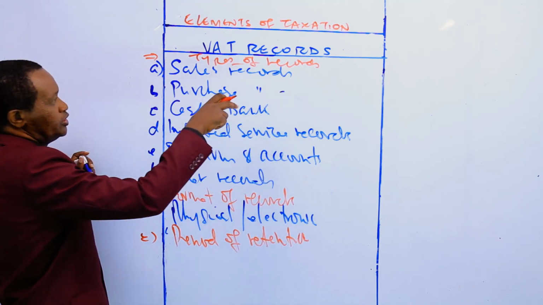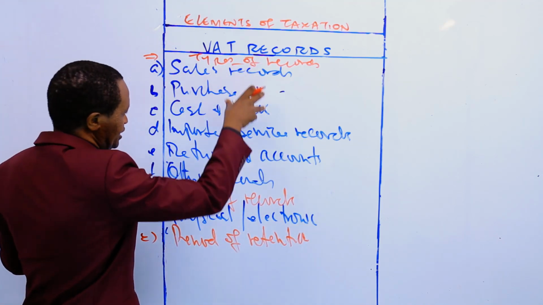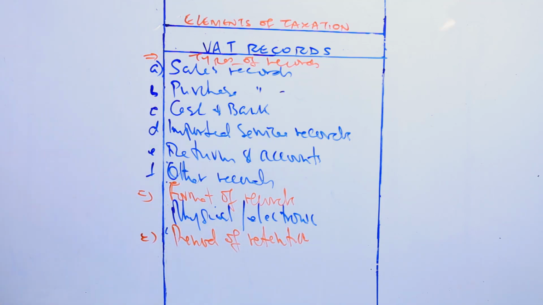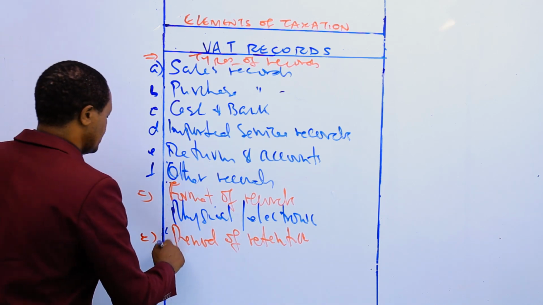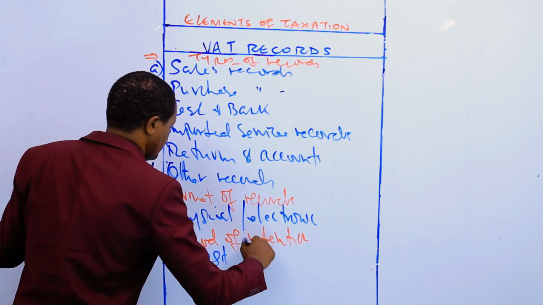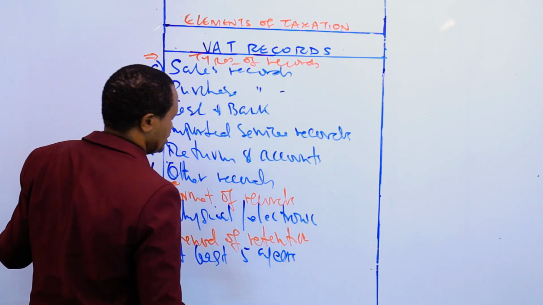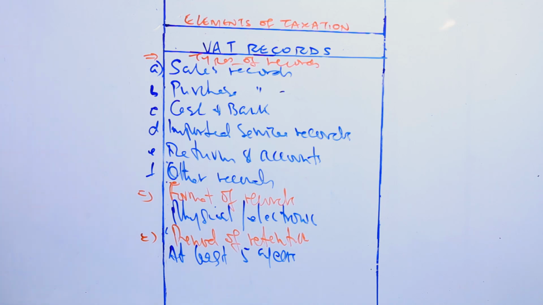For how long should a VAT registered person maintain these records? What is the period of retention? The Tax Procedures Act mandates taxpayers to retain all tax records, including VAT records, for at least 5 years. Not less than 5 years. At least 5 years from the last entry made or the end of the tax period to which they relate.